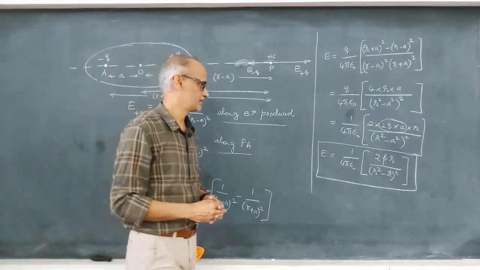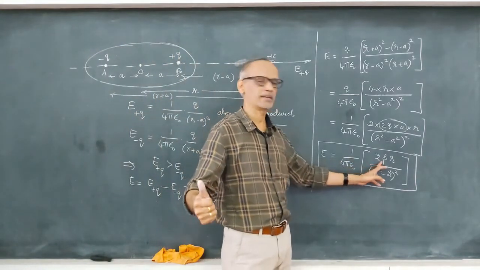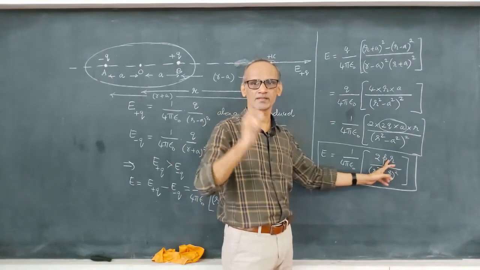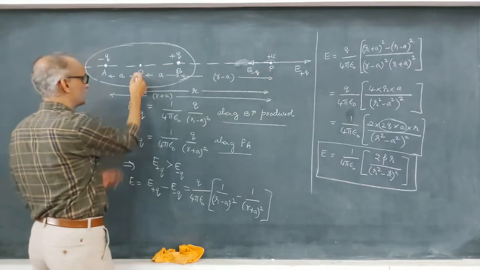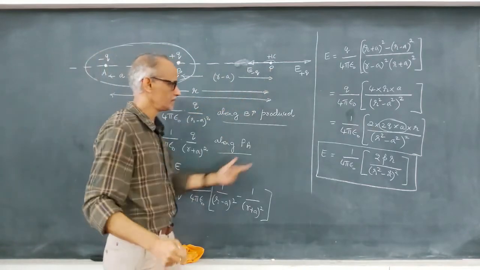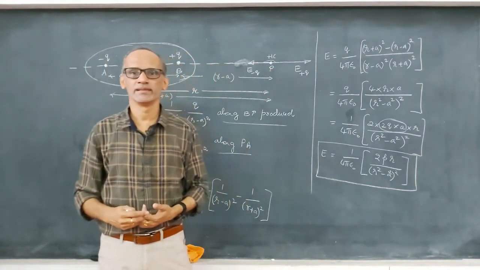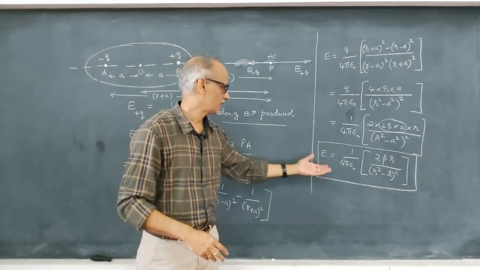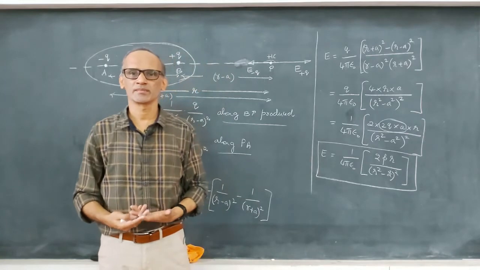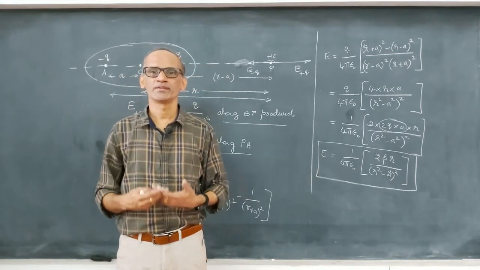So identify the terms. P is the electric dipole moment, r is the distance of the point from the center of the dipole, A is the semi-dipole length, okay, and 1 by 4 pi epsilon naught is nothing but a constant having a value 9 into 10 to the power 9.